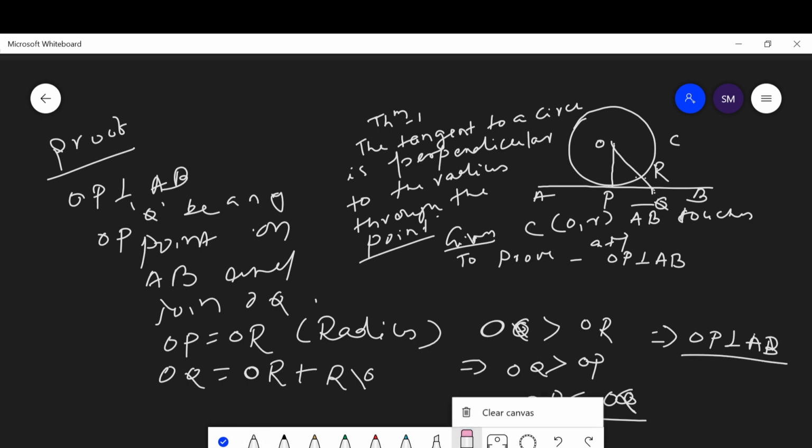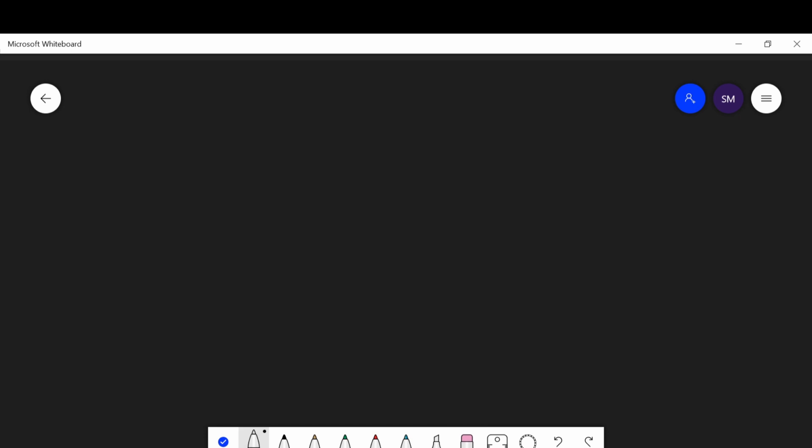Then let us discuss theorem 2. Theorem 2 says a line drawn through the end point of a radius and perpendicular to it is a tangent. This is the converse of theorem 1. Suppose this is the circle C and here is the line drawn through the end point.